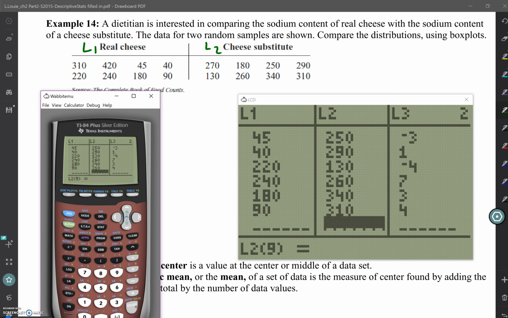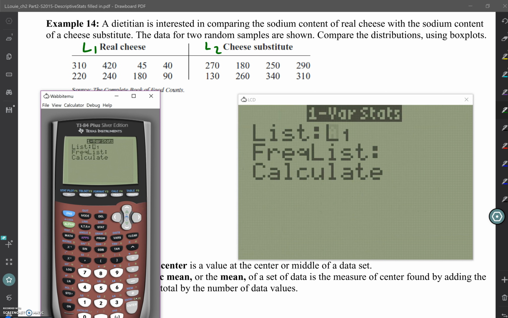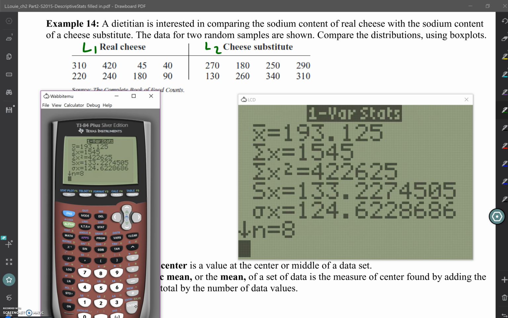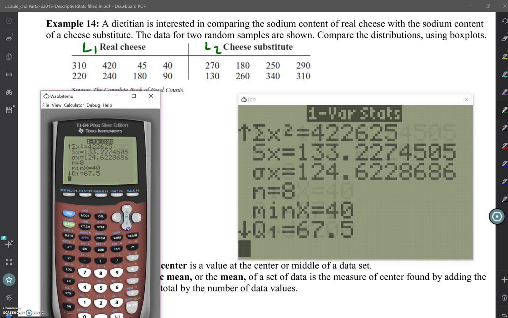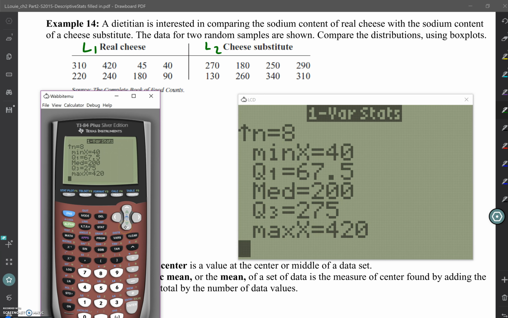All right. Now that I have the list of numbers in there, I'm going to run 1-Var Stats separately on each one of them. I'll do my real one first, which is in L1. And if I come down, I'm going to get to my information. I'll have to scroll to figure out what those 5 numbers are. So I have a min of 40, a quartile 1 of 67.5, median of 200, quartile 3 is 275, and max of 240.